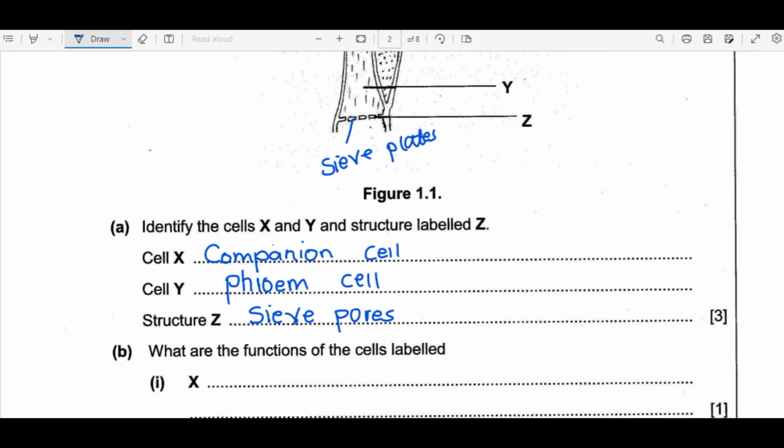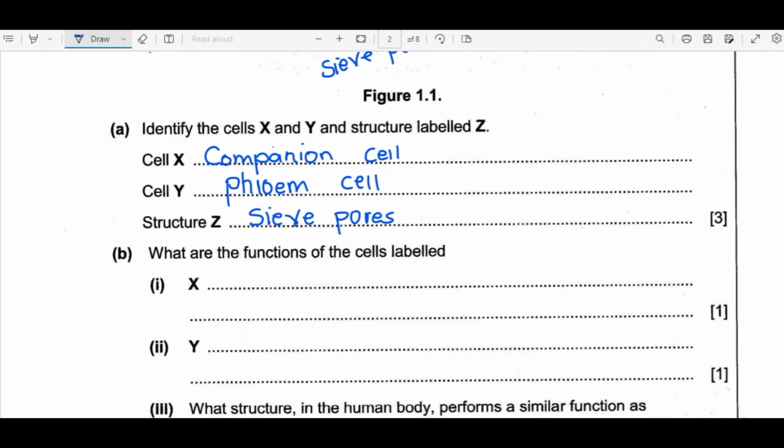We move on to question B. What are the functions of the cells labeled? The first one, X, we said is a companion cell. So the function is that it provides energy. Why do we need energy? Energy is defined as the ability to do work. What is the work of the phloem? The phloem transports the manufactured food by the process of translocation. For this manufactured food to be transported, there must be some energy, so the companion cell comes in to provide that energy.